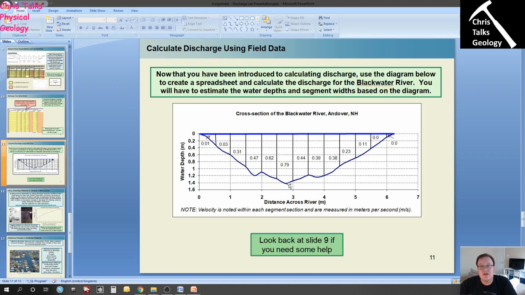So how do we get the information we need? Well, the velocities are given to us, so that's easy. What about the distance? We can quite clearly see the distance is 0.5 meters for each segment, isn't it? Because every time we go from one to another, we're going up half a meter each time. The only difference is this segment over here, which appears to be about a quarter of a meter, so 0.25 meters.